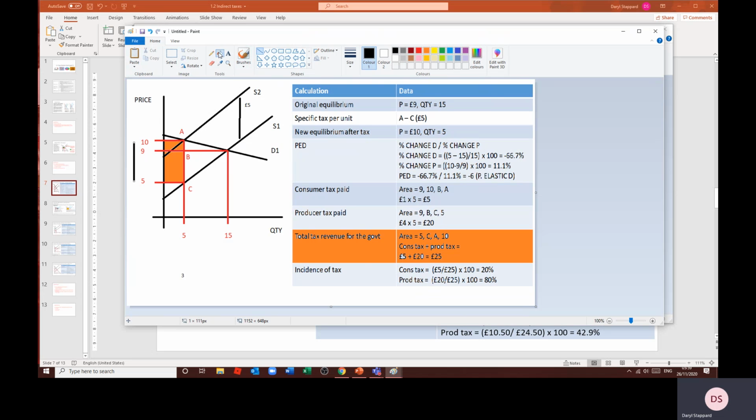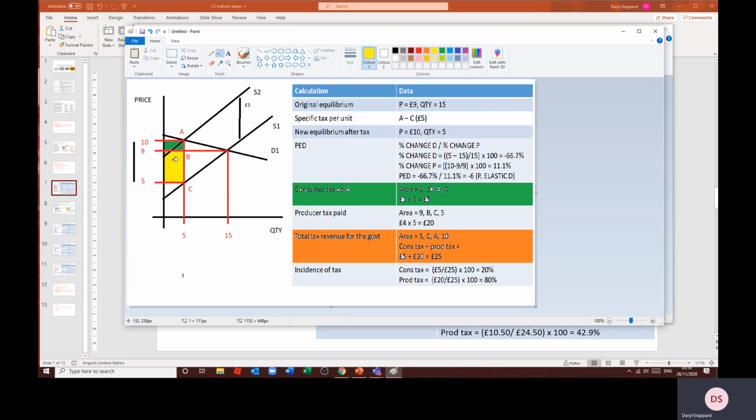But now look at the difference that we've got. What we know is the top proportion of the tax is the tax paid by the consumer. Look what we see here now. The tax paid by the consumer is the increase in price. So the original market equilibrium price was £9. It's now grown to £10. That's £1. And that will be applied to all 5 units of output that they buy. So the consumer will now pay £5 out of that total tax of £25.